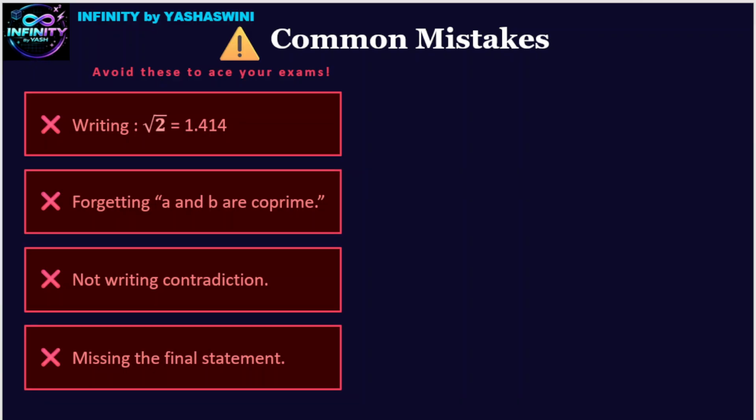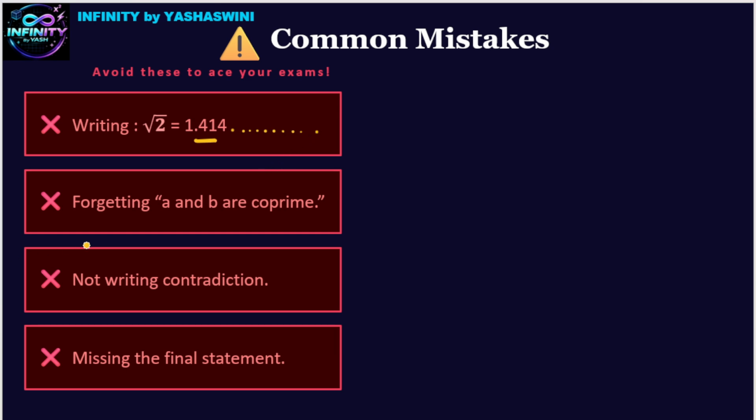Let us discuss some common mistakes you make in exam. The first one is writing root 2 is equal to 1.414, which is wrong. This is only an approximation. It is not an exact value. Root 2 is having non-terminating and non-recurring decimals.